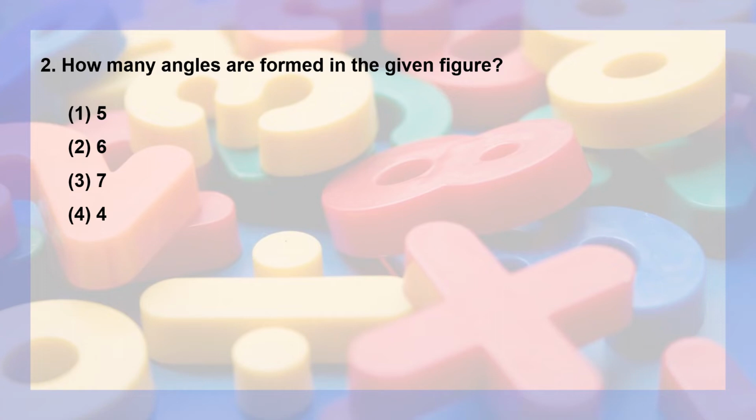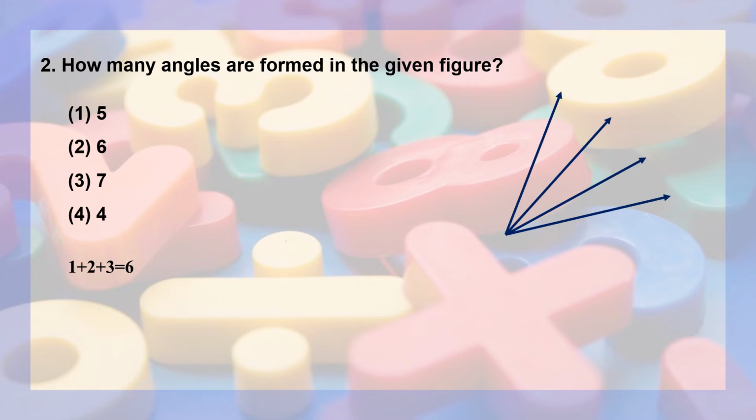Option 1, 5, 6, 7 or 4. Now here you have the diagram given to you of the angles. Now as I told you, you have to simply count the angles and add them up. So this is my first angle 1, this is second 2 and this is third 3. So 1 plus 2 plus 3 is equal to 6. So option number 2 is my correct option.